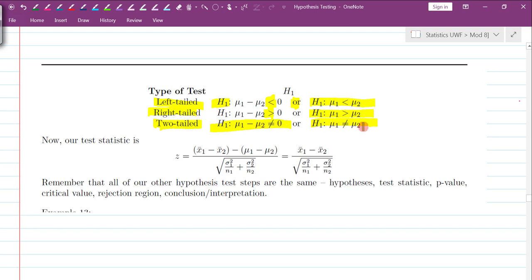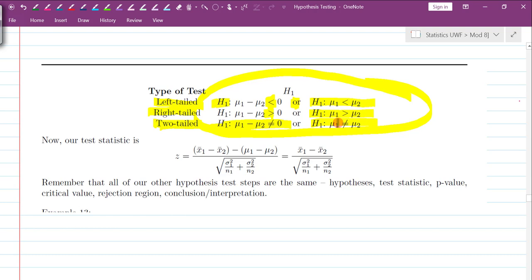Remember, all 6 of these statements, these two, these two, and these two, all mean the exact same thing. So I have 3 different hypotheses, each one written in 2 different ways, but all saying the exact same thing.